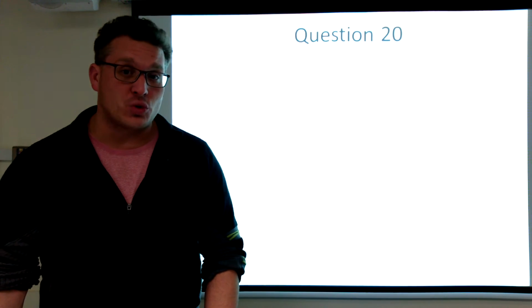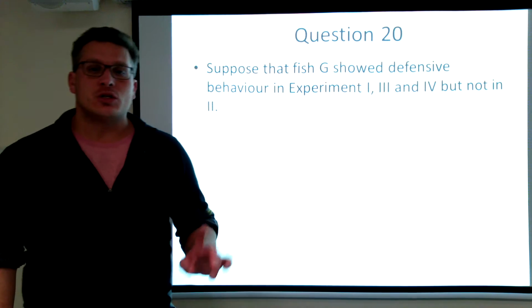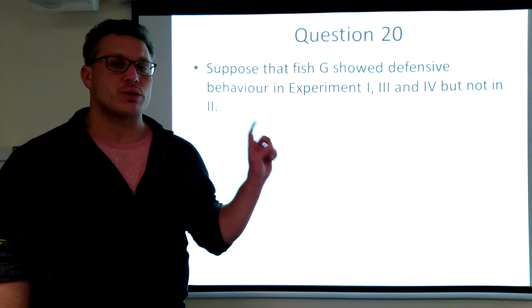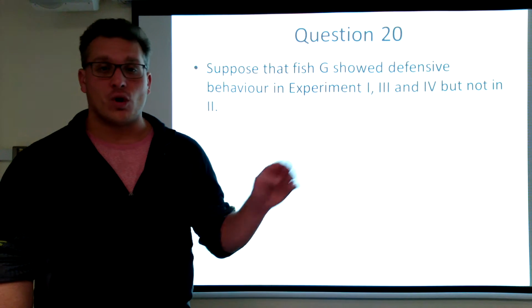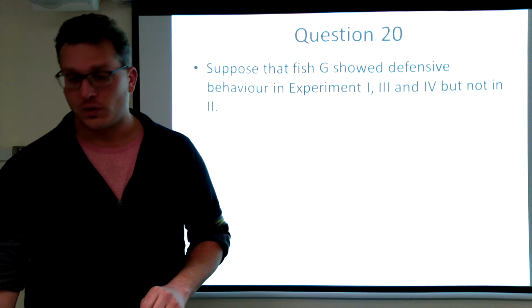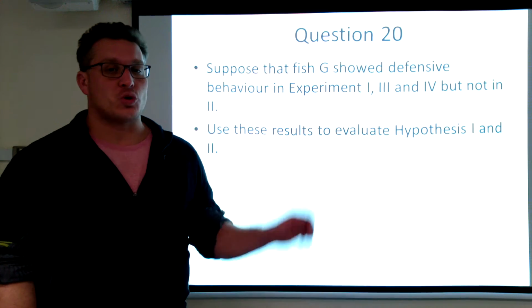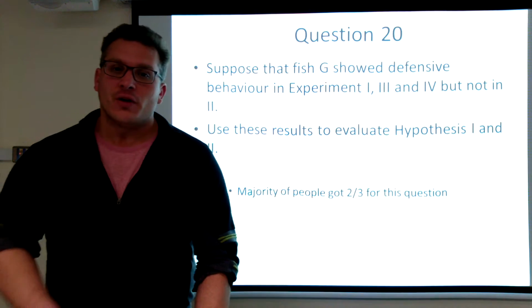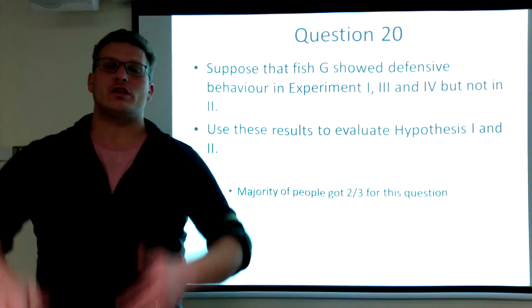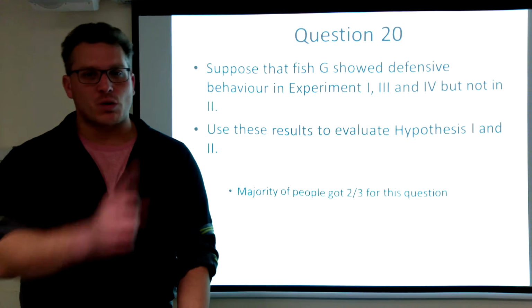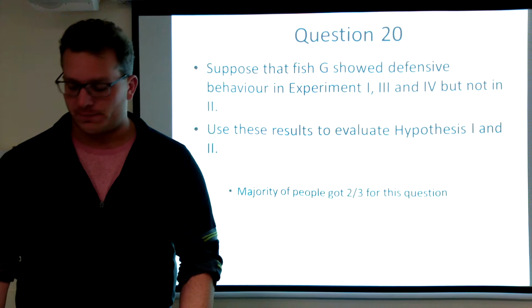Last one, question 20. It said, suppose that fish G reacted defensively in experiments 1, 3, and 4, but not in number 2. You then had to use these results to evaluate the 2 hypotheses. For this question, again, the overwhelming majority of you got a score of 2 out of 3. So what we have to ask is, what was that last mark that nobody got, or one person anyway.